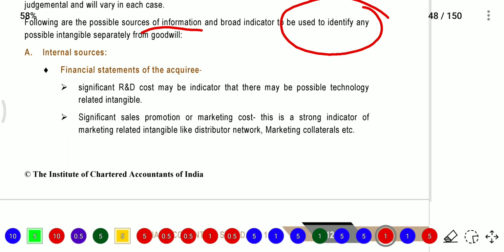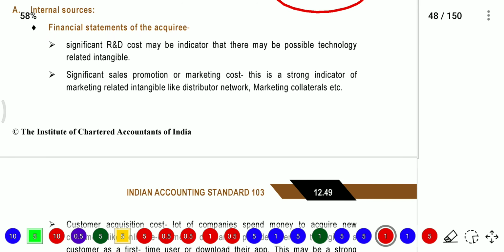And if you have any significant sales promotion or marketing costs, these are strong indicators of marketing-related intangible assets.